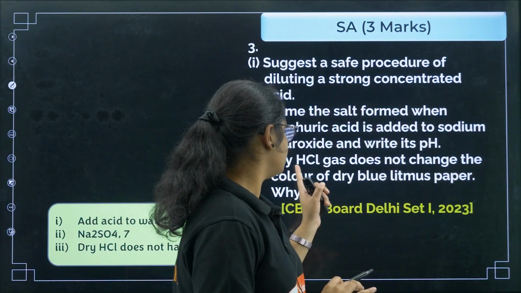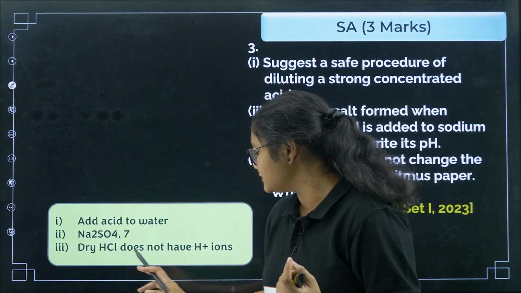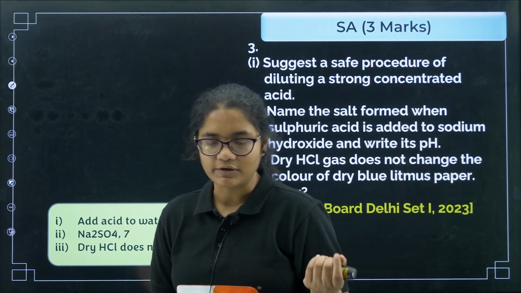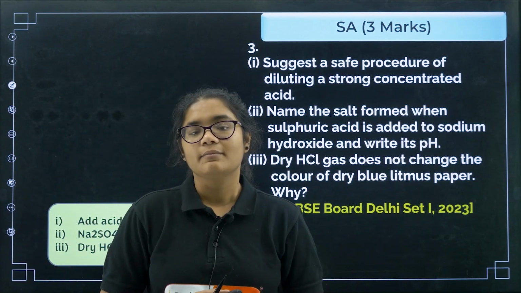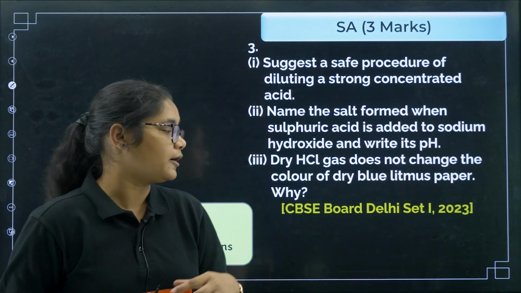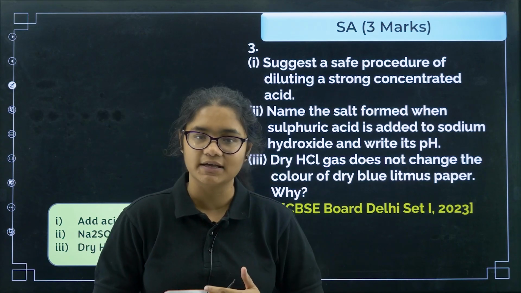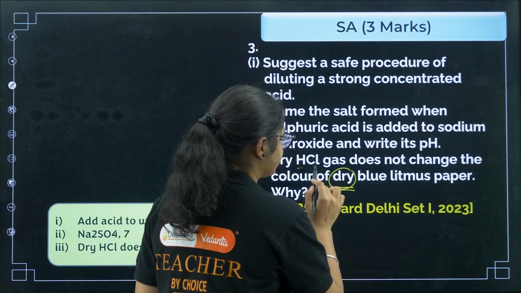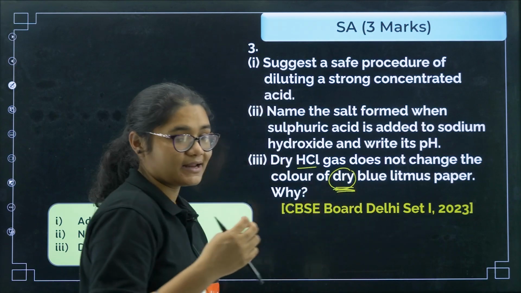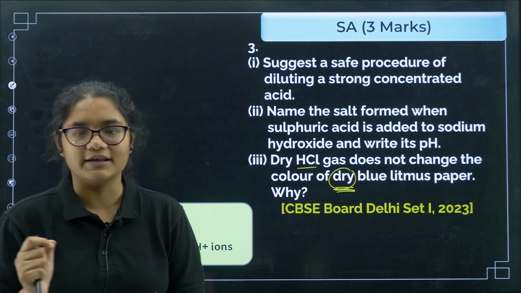Next, dry HCl does not change the color because dry HCl does not have H plus ions. For color change we need H plus ions, but in dry HCl there is no H plus ion, so that is why it will not change the color. If you take a wet litmus paper here, then HCl will react with the water present there and will produce H plus, as a result of which you can see color change.